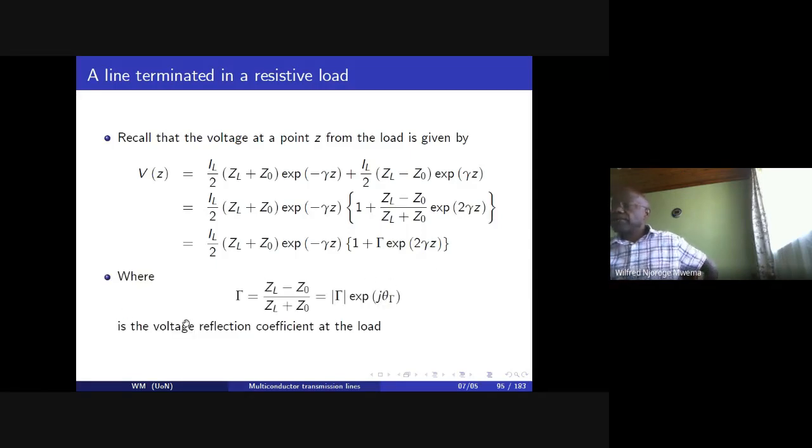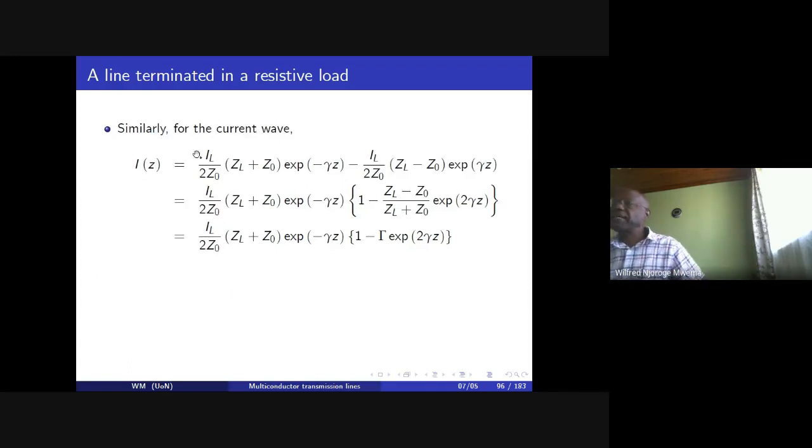Okay? So gamma, given by (ZL minus Z0) by (ZL plus Z0), can be written in terms of a modulus, or the absolute value of it, multiplied by its phase angle. So it's a phasor kind of quantity. Usually this is defined as the voltage reflection coefficient at the load. We could put a 0 here to show that we are measuring gamma at z equal to 0, which we define as at the load, but we leave it as it is.